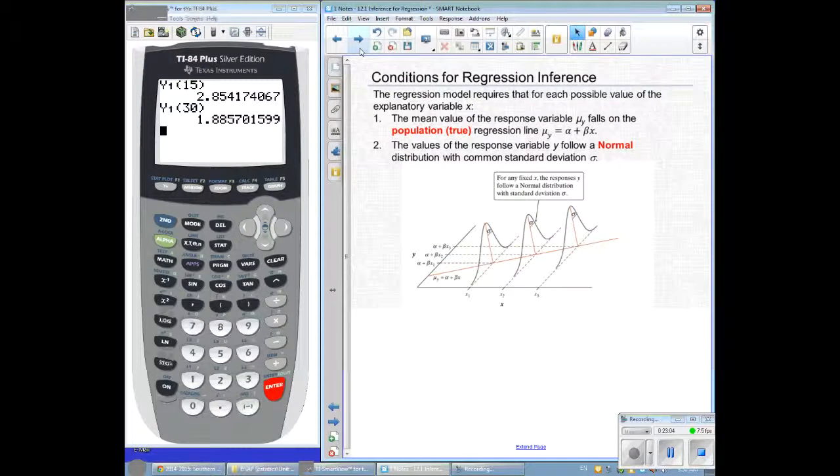All right, so conditions for the regression inference. This is more along the lines of what we were saying before. The mean value of the response is going to follow our true population regression line, which we're never going to know unless we do a census. And all the values of the response variable follow a normal distribution. So this is basically what it would look like.